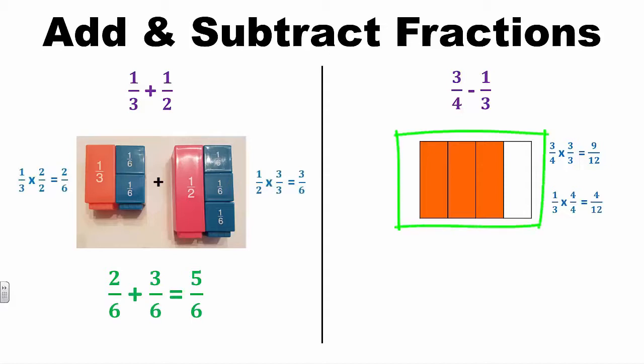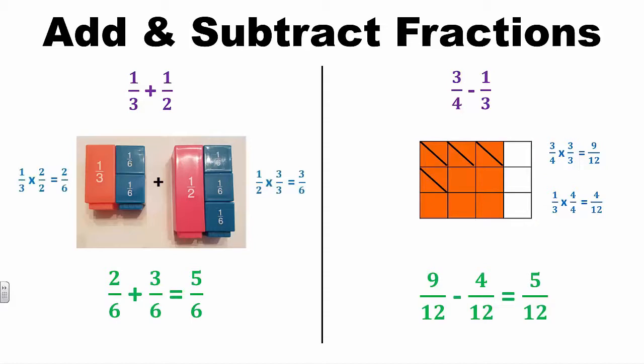The model shows 3/4. We can partition the model to reflect the common denominator of 12ths. The model now shows 9/12, which is equal to 3/4. We need to subtract 1/3, which is equal to 4/12. And if we subtract 4/12, we find a difference of 5/12. So 9/12 minus 4/12 equals 5/12.